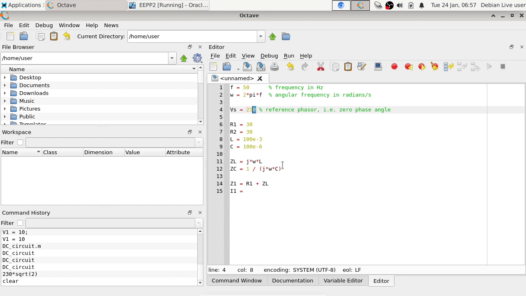So it's going to be a real number. The other phasors can be complex numbers, and the angles will tell us whether they're leading or lagging, ahead or behind of the reference phasor.